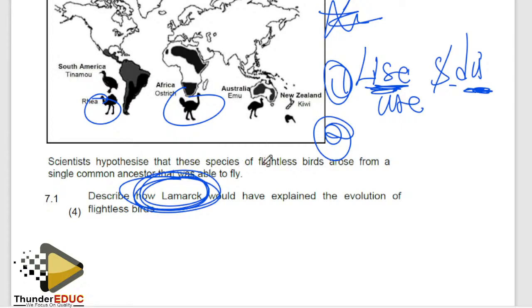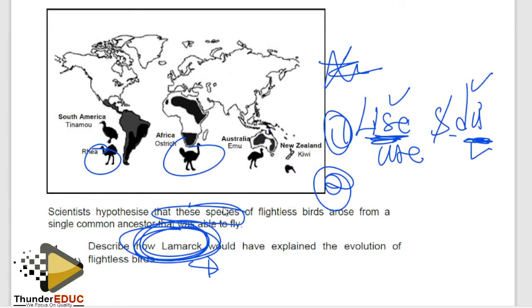So let's look at this. I hypothesize that species of flighted birds arose from a single common ancestor, which was able to fly. It means that he was able to fly, but now they are flightless. It means that they lost that ability of flying. Therefore, was it use or disuse? Definitely it's going to be disuse. Is it clear? So now I'm going to say that maybe at the beginning, all birds were able to fly, because remember when you are talking about Lamarck theory, there is no variation. All of them are the same. All the birds were able to fly. So now you talk about the disuse.